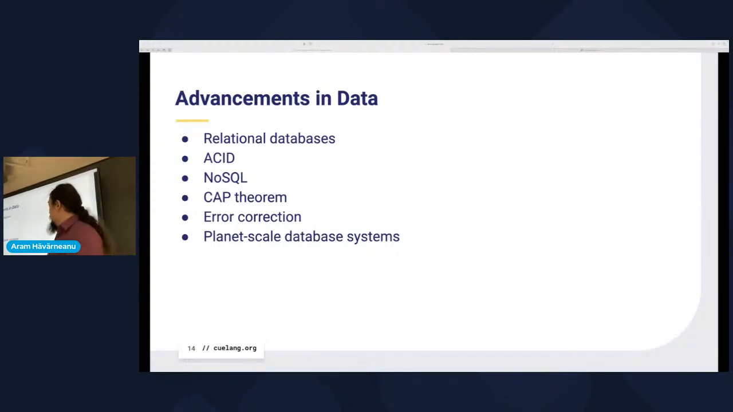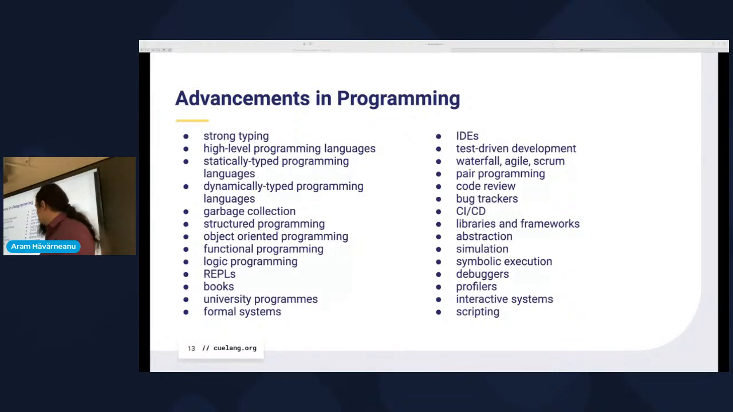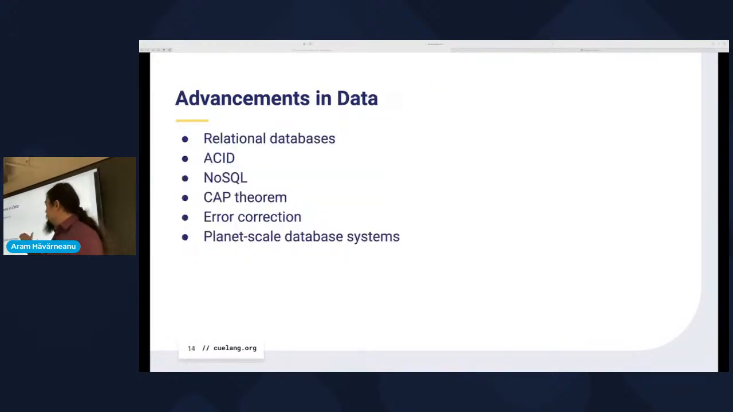So interestingly enough, there are fewer things on this slide than on the previous slide, but in some way they're more fundamental, because whereas we can debate whether functional programming or object-oriented programming is better, people kind of agree that ACID is a good property to have, and the CAP theorem is just pure math. So in a way, there are fewer things that we seem to advance in data, but what we did is more fundamental. And I think that's because in some way data is simpler.